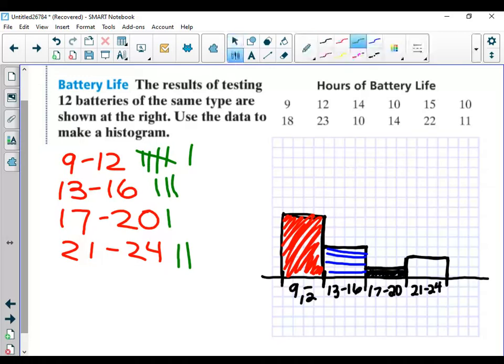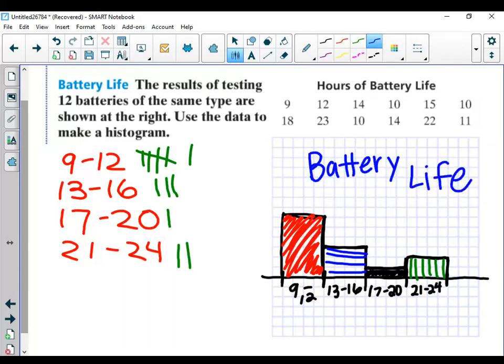What color should I use for this? Are we missing anything? Great. Title? Oh yeah, what were we talking about again? Battery life. And we're measuring in hours.